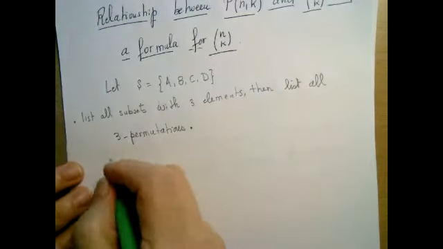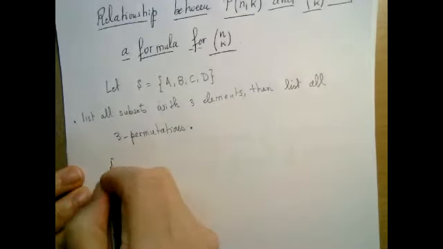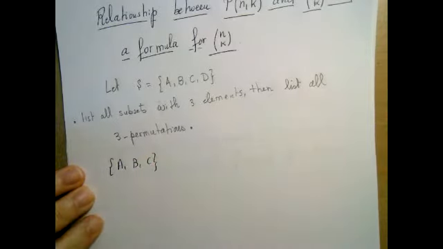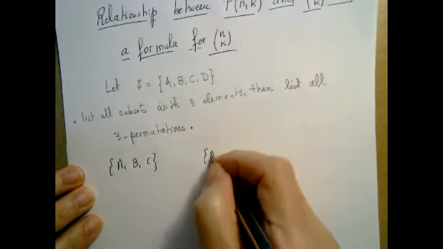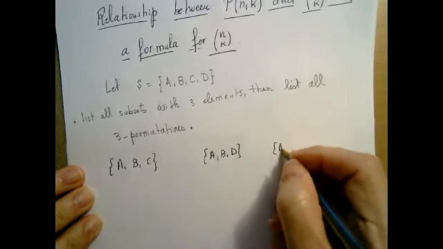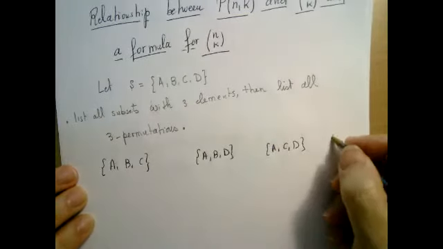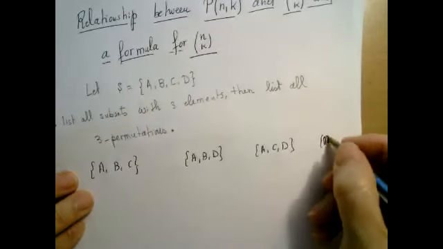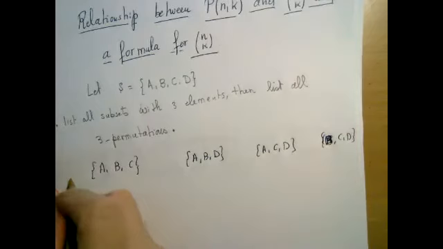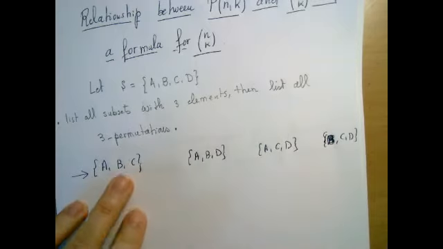Okay. So I'm gonna list all the subsets, and then after that, all the permutations. So I'm starting with subset, subset, subset. Subset. No, I'm done with the B, C, D. So those are all the subsets.